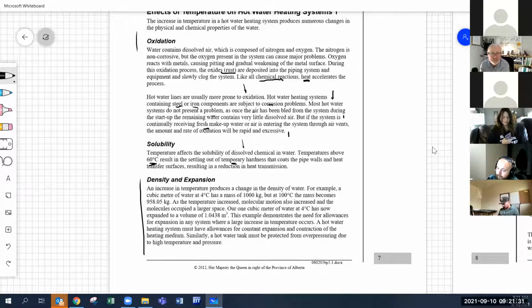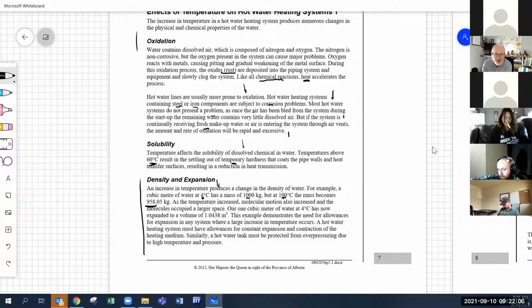Density and expansion. An increase in temperature produces a change in density of water. It becomes lighter, doesn't it? Water is most dense at 4 degrees C, where it has a mass of 1,000 kilograms per cubic metre. So if I heat that water up to 100 degrees C, the mass is less. As you can see, the water becomes lighter. So that's where densities come in.